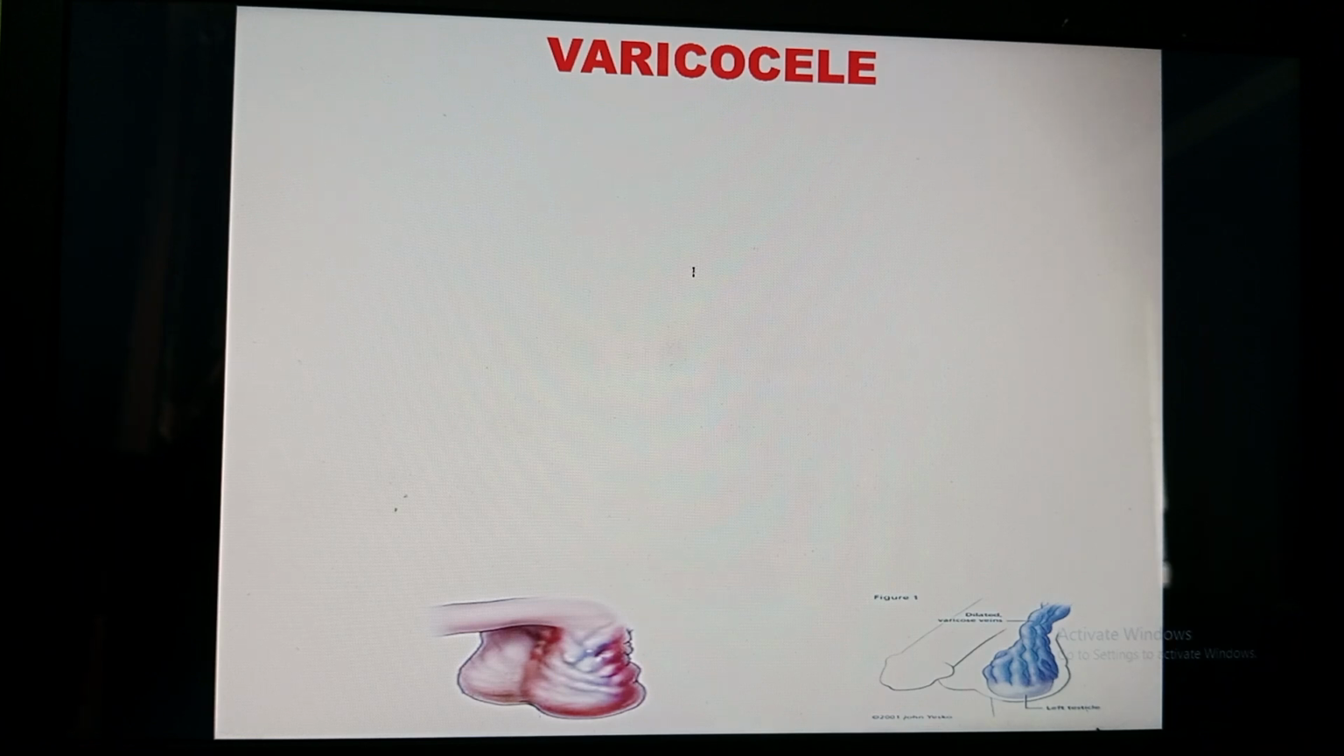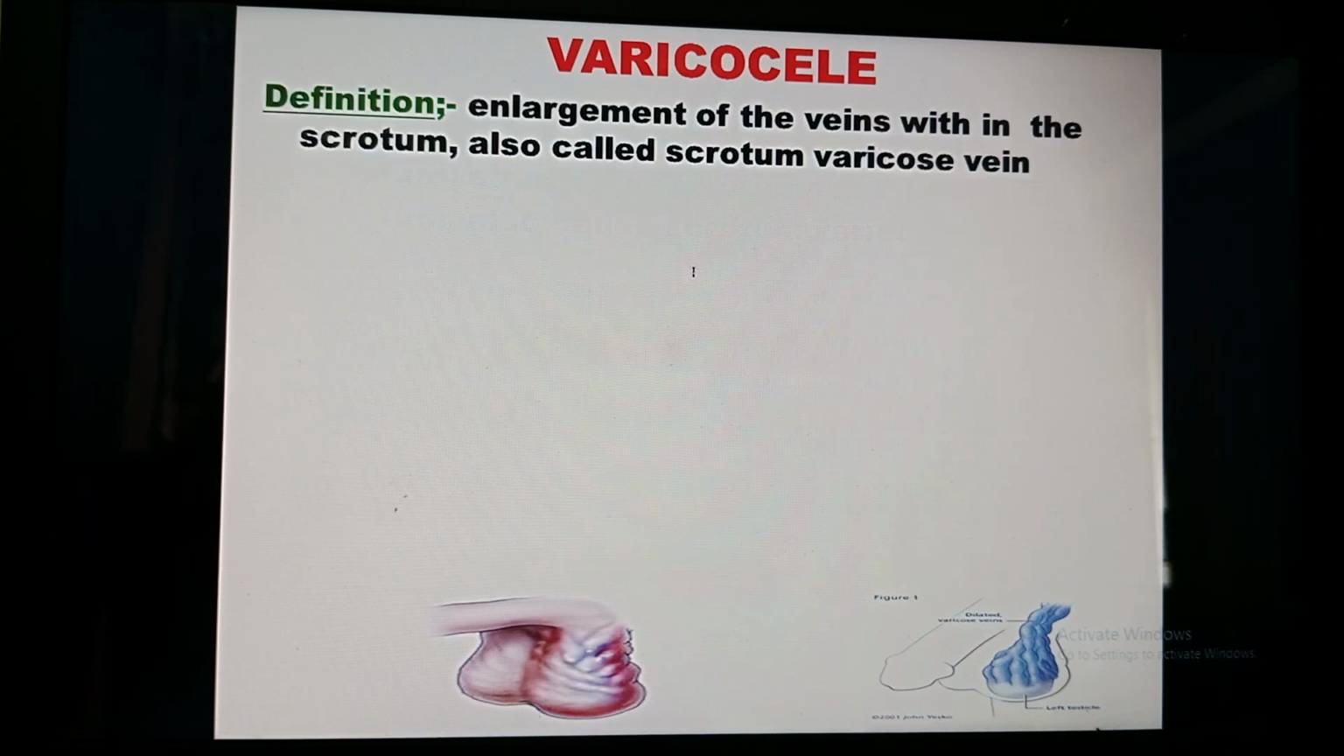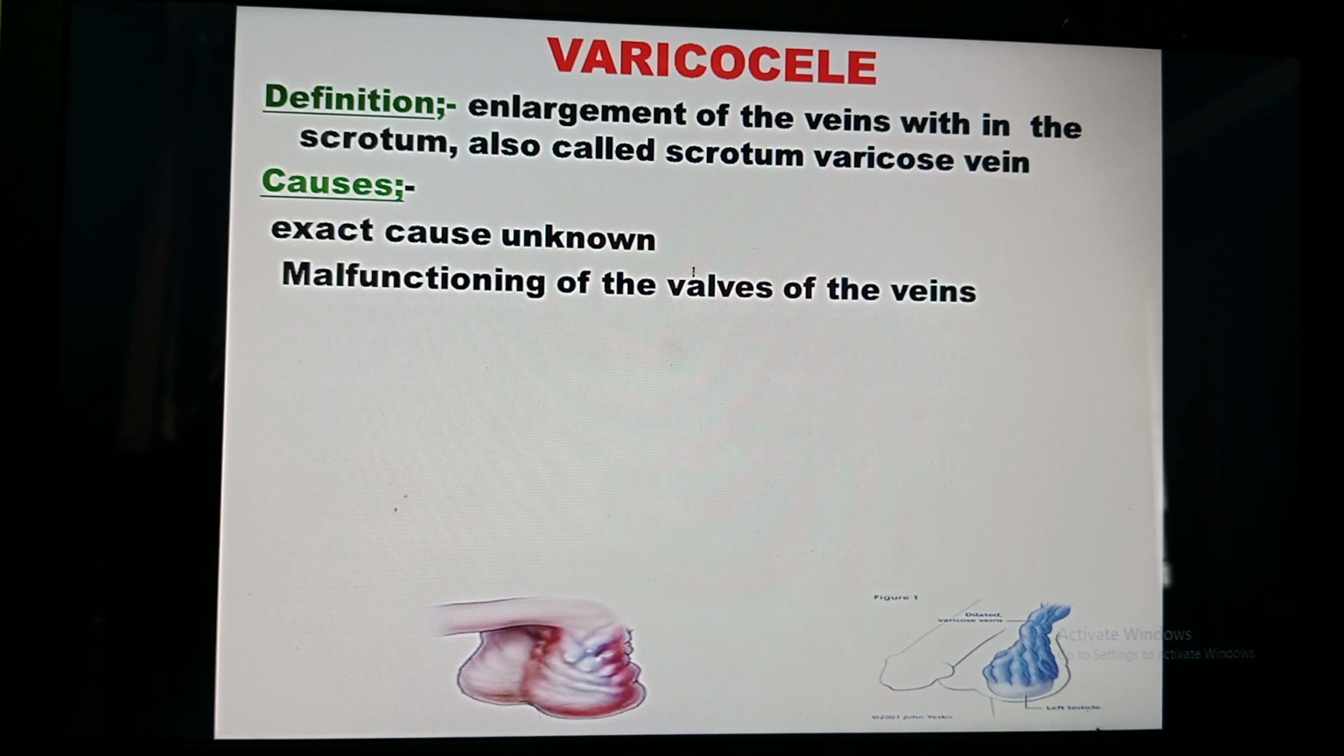Varicose means vein. Cele means collection. So it is an enlargement of the veins within the scrotum, or a collection of abnormally enlarged veins within the scrotum, also called scrotal varicose vein. What may be the causes? The exact cause is unknown. Some research suggests malfunctioning of the valve of the veins.